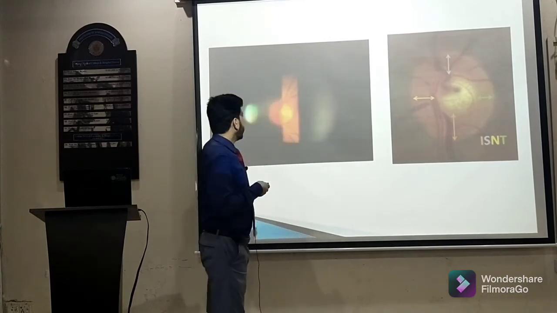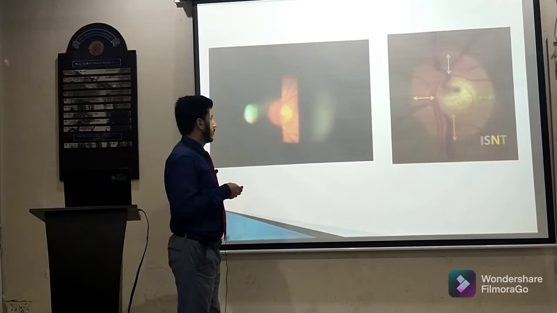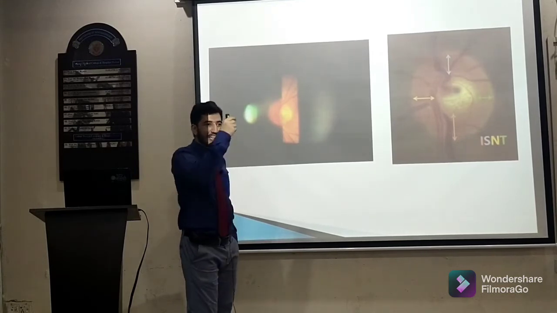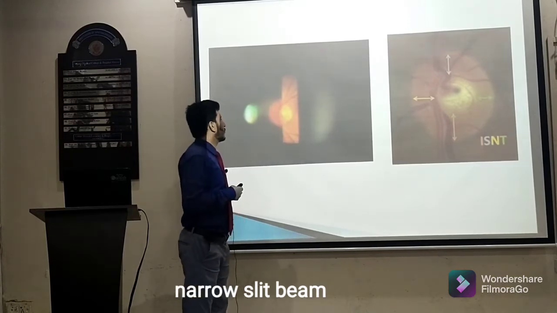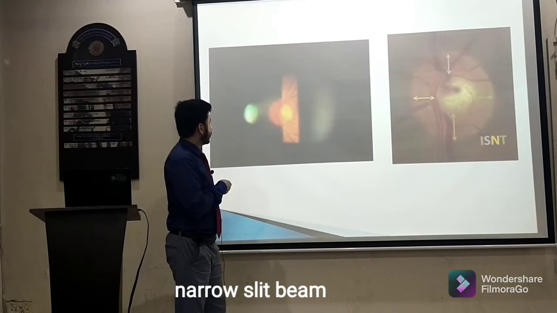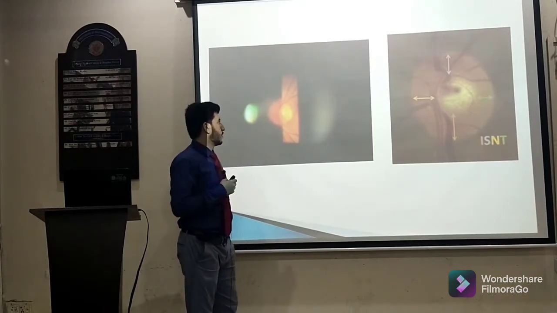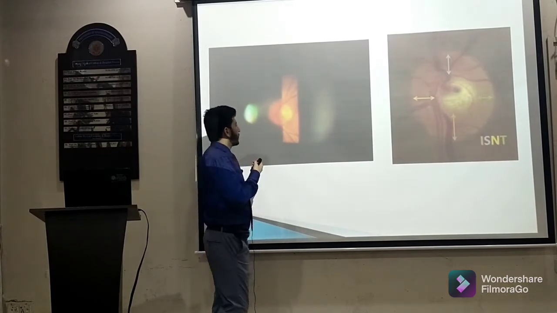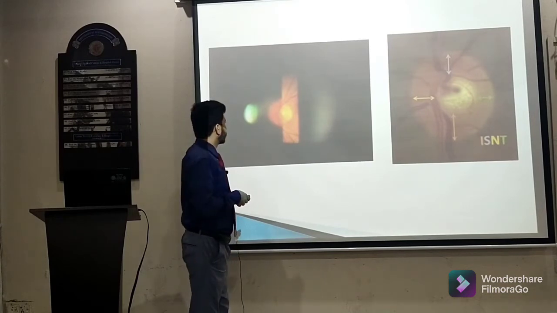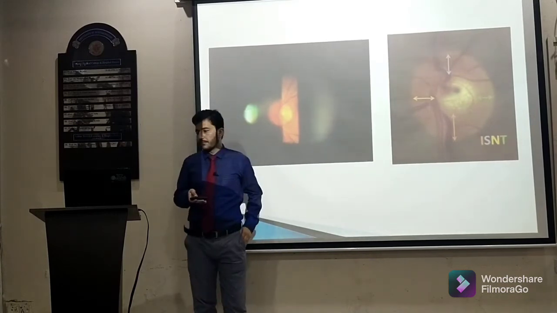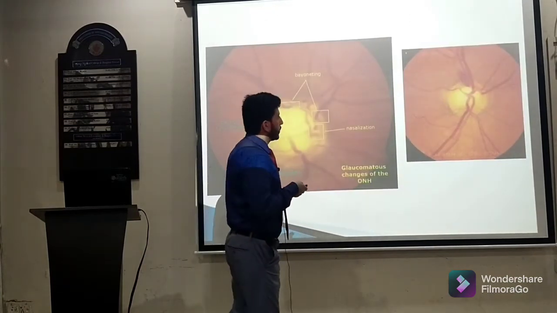If we are examining the optic disc or optic nerve head, we should use a narrow slit lamp beam. This is the slit lamp examination with 90 degrees. Because if we use diffuse light in the slit lamp examination, there will be more light and the patient will become uncomfortable very soon. So we will use a narrow slit lamp beam.